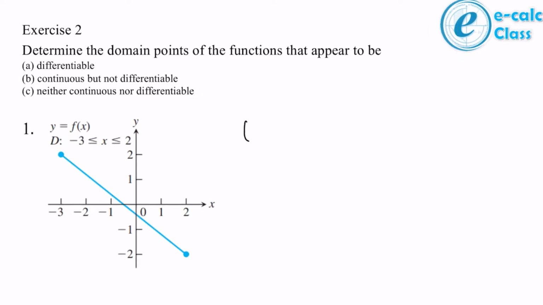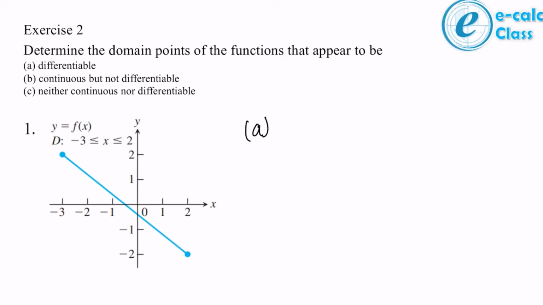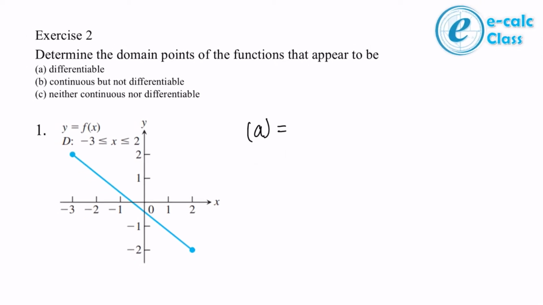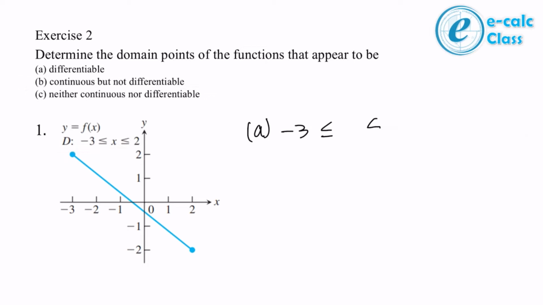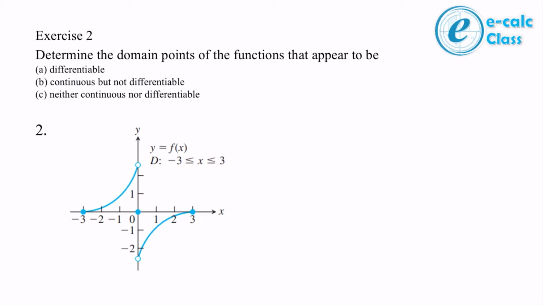So for A, it is just from -3 to 2. Okay, then none for this, none for that. All of them are continuous and differentiable. Okay, very simple. The next one, as you can see, we have a discontinuity, right? We have a discontinuity at x equals to 0. And we know that as long as it is not continuous, it is not differentiable. So I answer question C first.